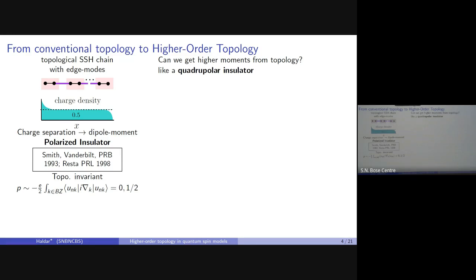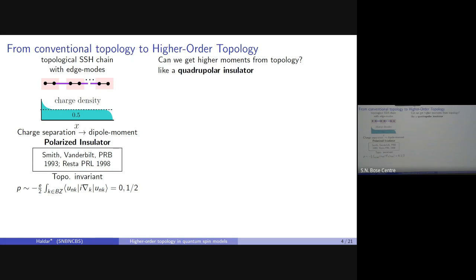Yes, please. So, is the polarization associated with the edges only, or the entire polarized insulator? Yes, because if it were only at the edges, and I didn't have an edge, you wouldn't have found the polarization. But you can still find the polarization even with periodic boundary conditions. So it has to be through the entire material.